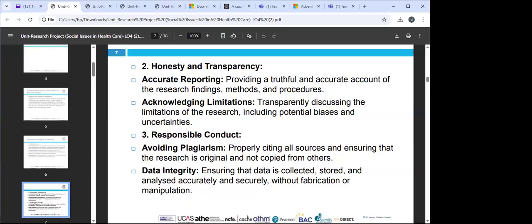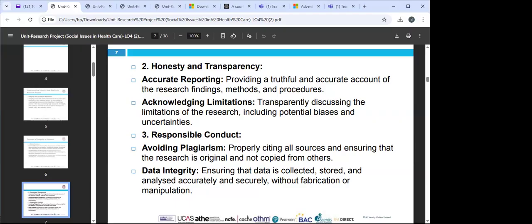Acknowledging limitations. Of course, there are limitations in your sample data and all that. And so there should be transparency in discussing the limitations of the research, including potential biases and uncertainties. In every research work, there are limitations, aren't there? And so those limitations need to be fairly displayed or mentioned in your project work or your research work.